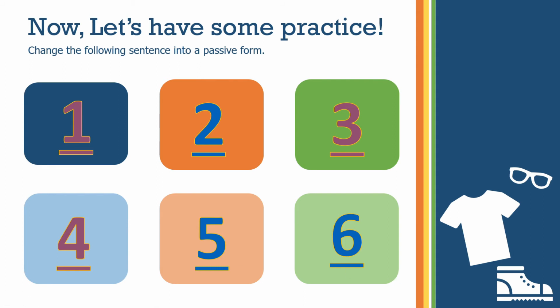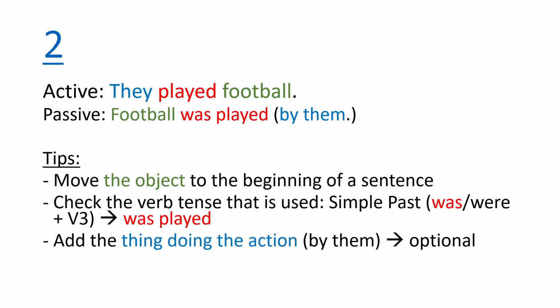Number 2, ma'am. Number 2. Yay. How about this? Yeah. How is the sentence then? The football was played by them? Yes. Football was played by them. Very good. Yes. So this is the explanation. Active, they played football. Passive, football was played by them.